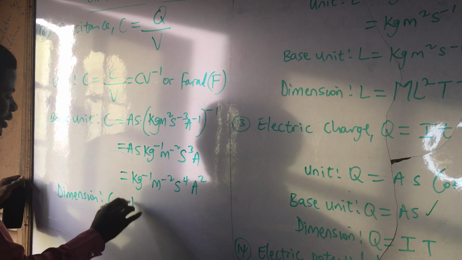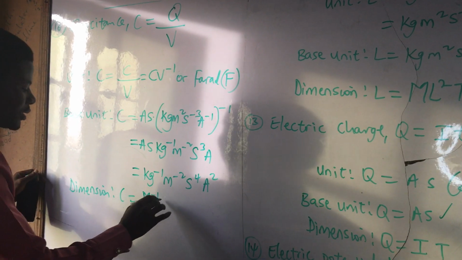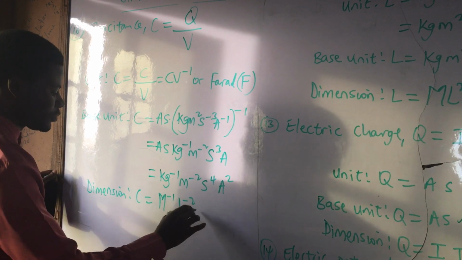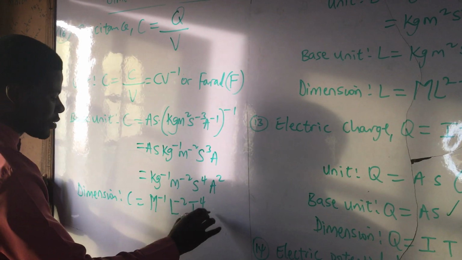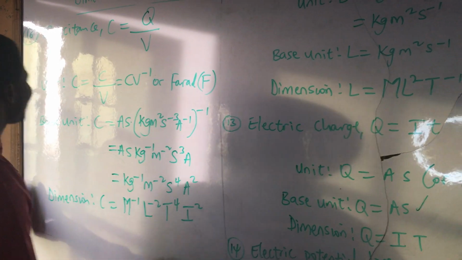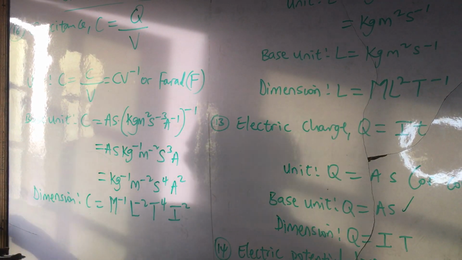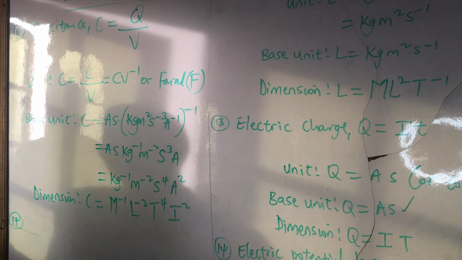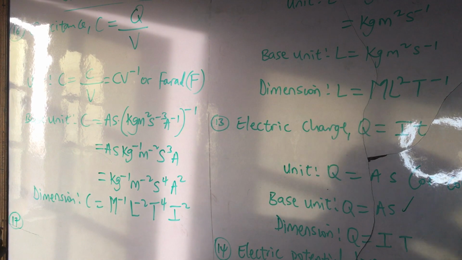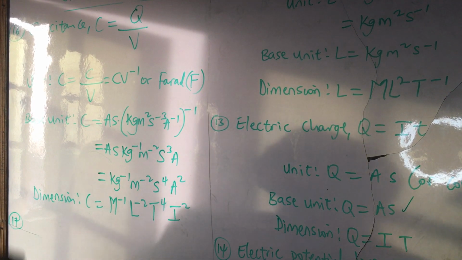Dimension of capacitance: M raised to power minus 1, then L raised to power minus 2, T raised to power 4, I raised to power of 2. Let's look at another one, another quantity.